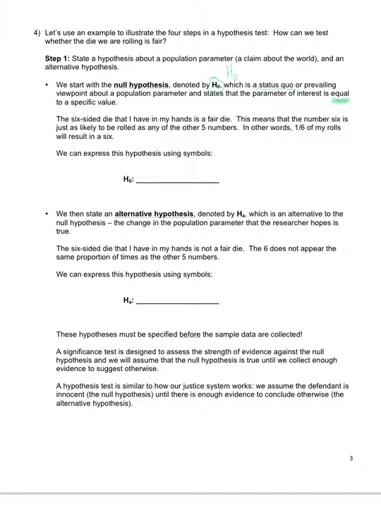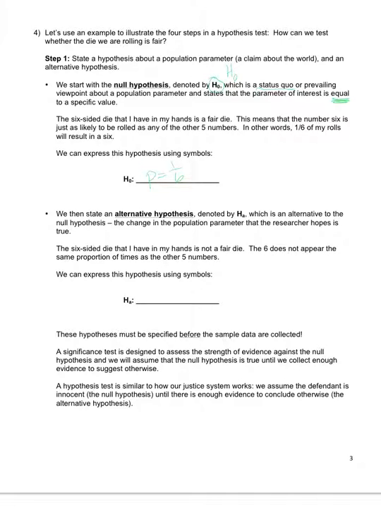All right, so in our example, the six-sided die that I have in my hands is a fair die. This means that the number 6 is just as likely to be rolled as any of the other 5 numbers. In other words, 1/6 of my rolls will result in a 6. So we can express this hypothesis using symbols. And since we're talking about a proportion, we're going to use P. And for now, again, the status quo is that the die is fair. So we're going to say that P is 1/6.